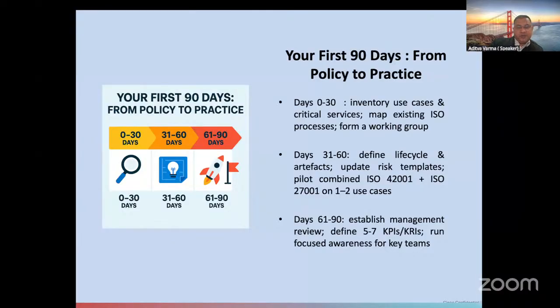Say, in day 0 to 30, focus on understanding and mobilizing. What do I mean by that? You build a simple inventory of AI use cases and your critical IT services.